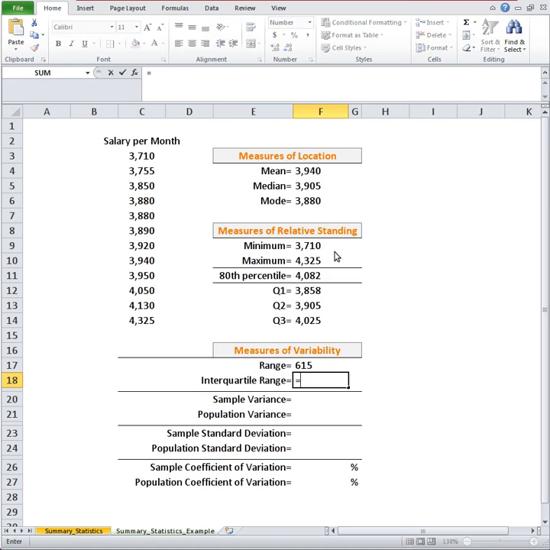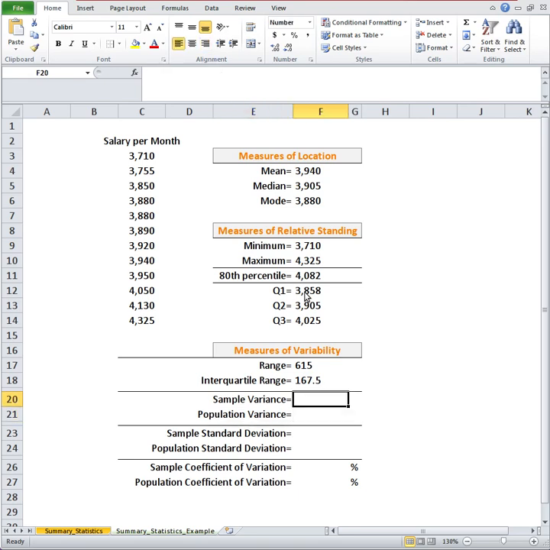Now I get to get the interquartile range, which is nothing but the difference between Q3 and Q1. So to actually get that difference, I'm going to hit equal, and then I'm going to highlight F14, and then I'm going to subtract Q1, which is in F12. So by hitting enter, I get the interquartile range.